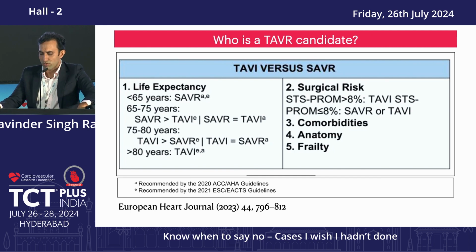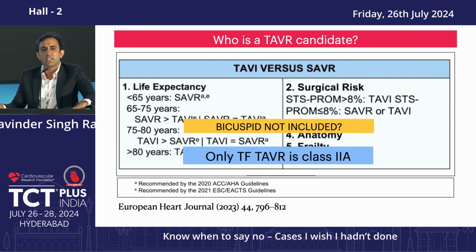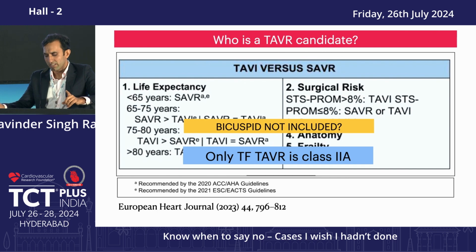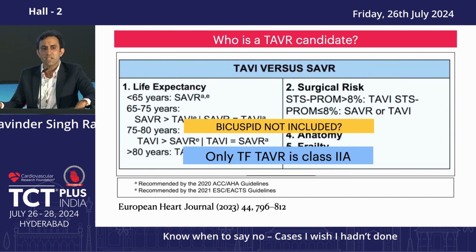Surgical risk, STS score more than 8%. We know all these risk scores, so I'm not going to go into details. Then we need to understand the comorbidities, anatomy, and frailty. But the important thing, bicuspid are not included in these studies. That's very important, whereas 30% of TAVR patients in our country are bicuspid aortic stenosis. And if you look at the ACC-AHA guidelines, it is only the transfemoral TAVR which is class 2A indication, and the non-transfemoral TAVR is class 2B indication.